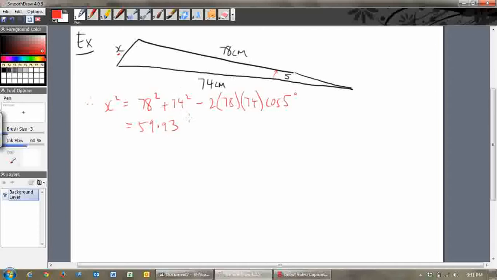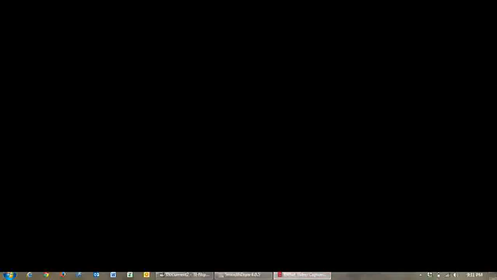Now, what heaps of people do is make the mistake to go, therefore 59.93, that's how long x is. Just remember, please do the square root because that's x squared. Therefore, x equals the square root of 59.93. Oops, I've gone to the wrong screen. I want to do the square root of the previous answer. Sorry, there's something weird popped up on the screen. Equals 7.74. And I've got the answer, 7.74.